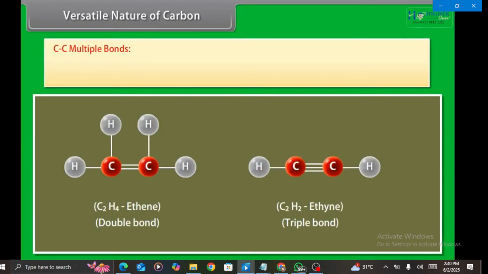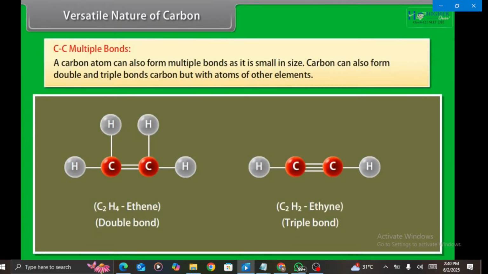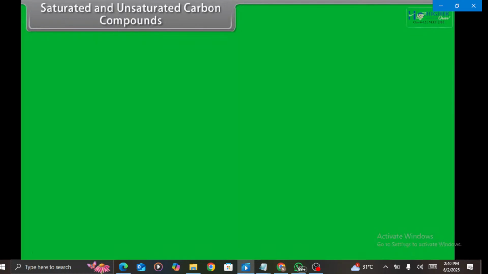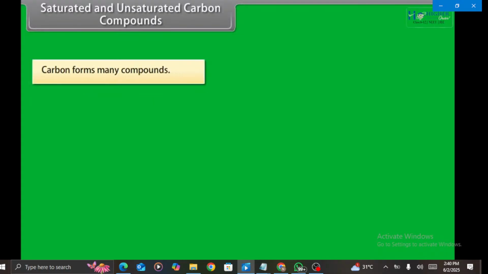Carbon-carbon multiple bonds. A carbon atom can also form multiple bonds as it is small in size. Double and triple bonds can also be formed with not only carbon, but with atoms of other elements like oxygen, nitrogen, and so on. These multiple bonds provide a variety in the carbon compounds. Saturated and unsaturated carbon compounds. Carbon forms many compounds. The two main types of compounds are saturated compounds and unsaturated compounds.